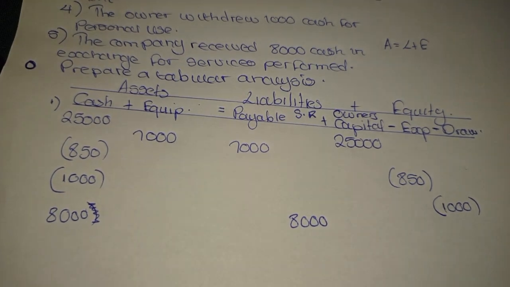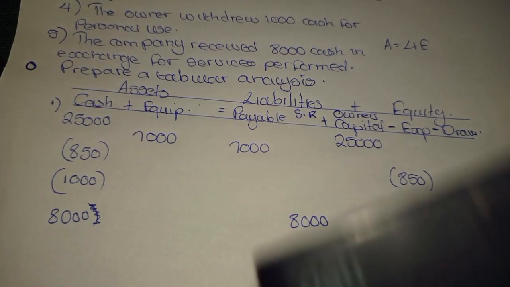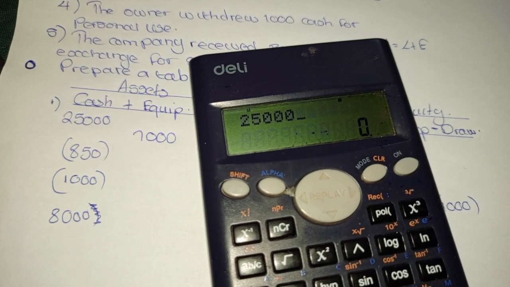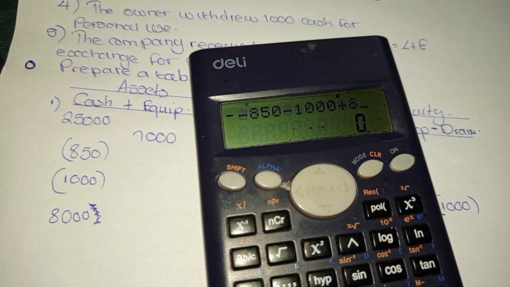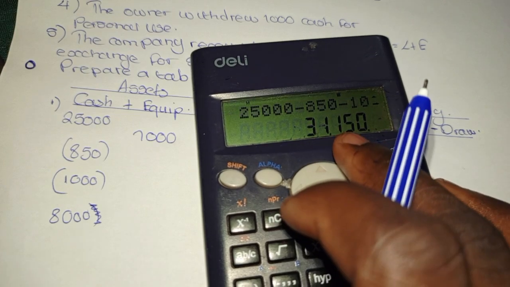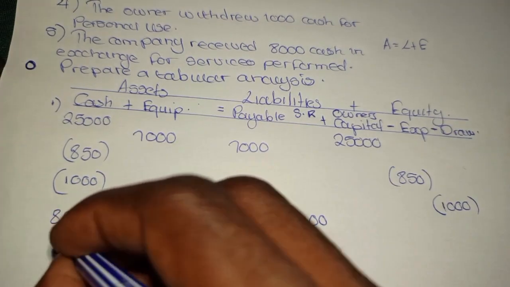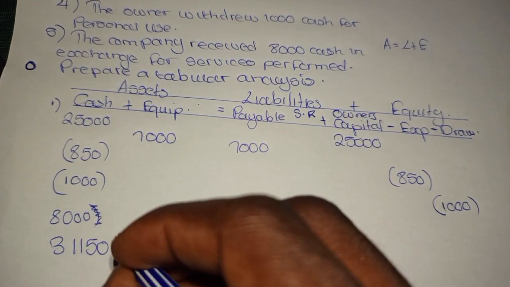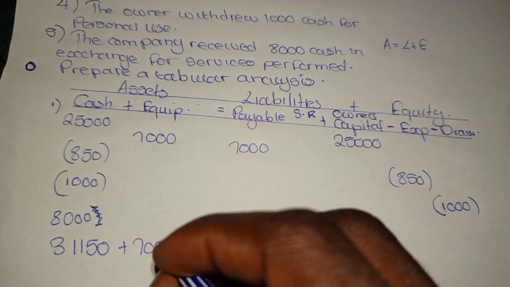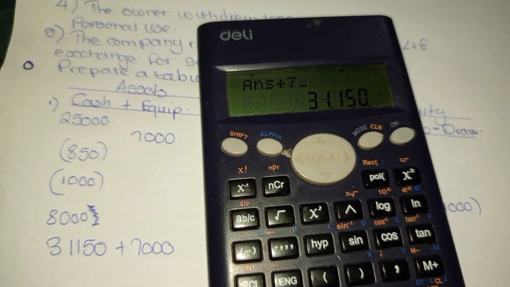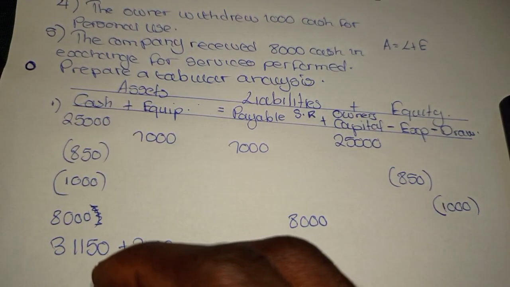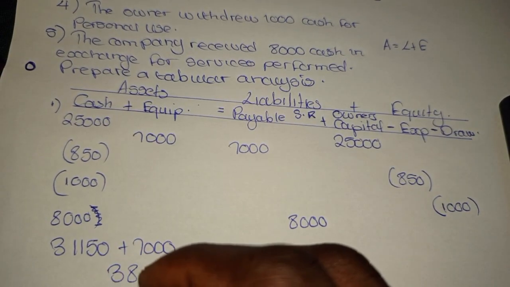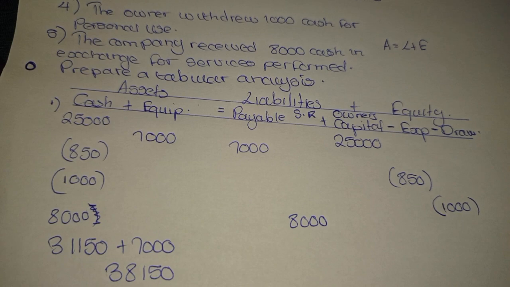So you can try by all means to balance the books. So let us balance the books together. So we will basically say 25,000 minus 850 minus 1,000 plus 8,000, and we get the value to be 31,150 plus 7,000 here, and we are getting the value to be 38,150. So this is how basically you balance the tabular analysis.